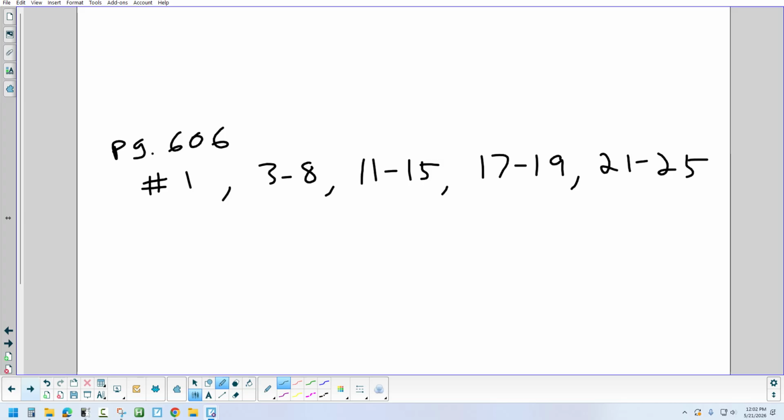Okay, so the homework is on page 606. It's just a lot of like short sections of problems. So it's 1, 3 to 8, 11 to 15, 17 to 19, and 21 to 25.